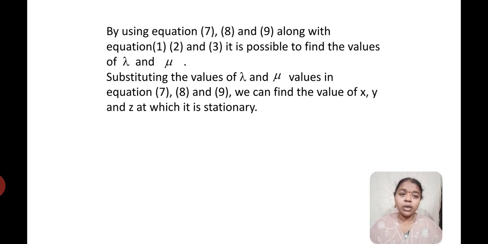Now by using equation 7, 8 and 9 along with 1, 2 and 3, it is possible to find the values of lambda and mu. Once these lambda and mu values are found, we can find the values of x, y and z at which it is stationary.